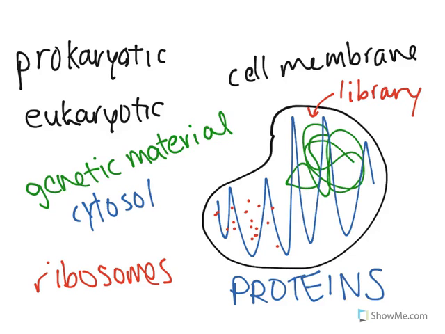So those are the common parts of the cell and why we have to have each of them in order for a cell to be a cell.